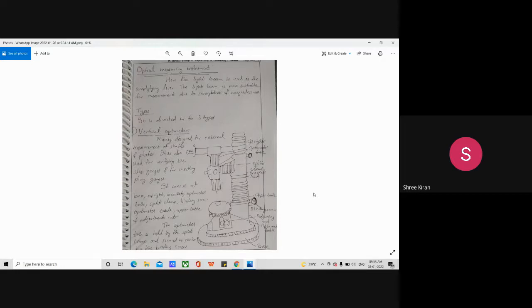Although an autocollimator is an important optical instrument, it is mainly used for measuring the small angles that we will study later. So this is what happens in the case of optical instruments.